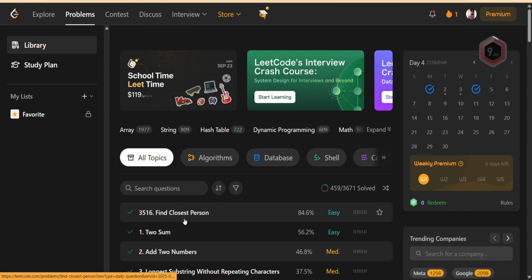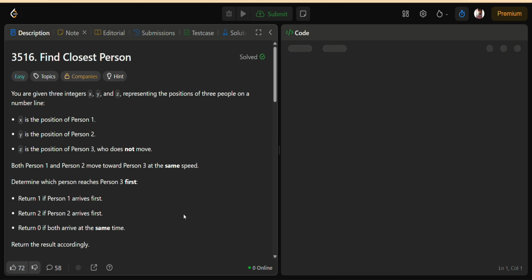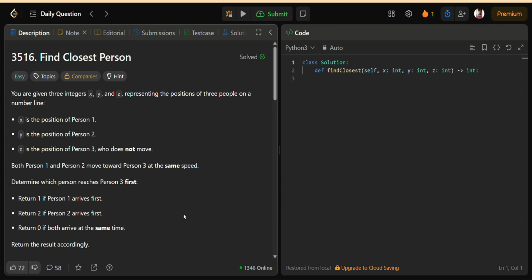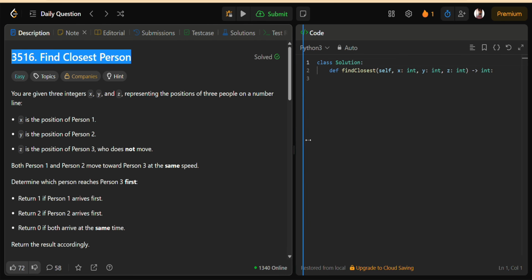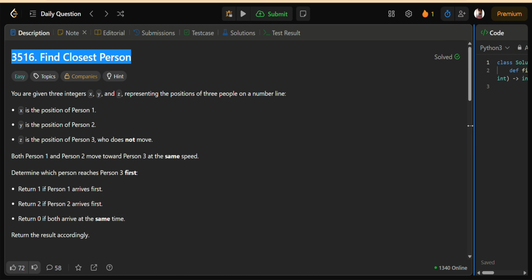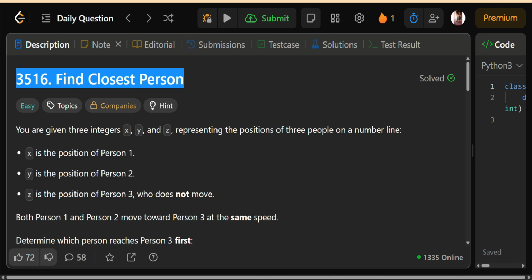In today's video, we're going to discuss a fun and easy LeetCode problem, Find Closest Person. Even though it's categorized as an easy one, it's the kind of problem that sharpens your logical thinking and makes you more confident in handling number line and distance-based questions. So, let's dive right in.